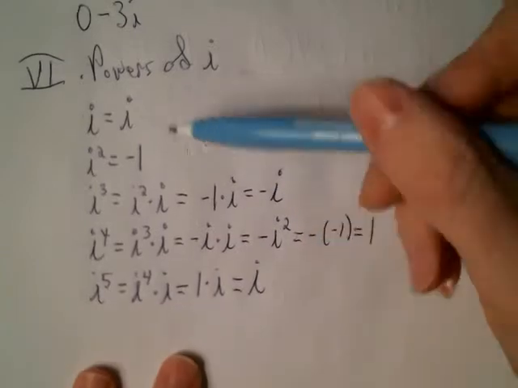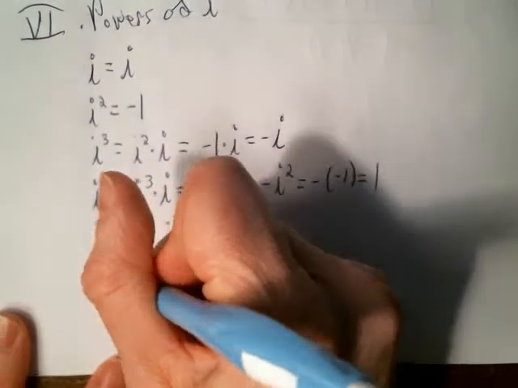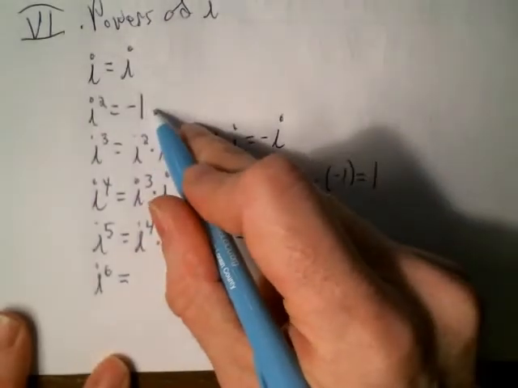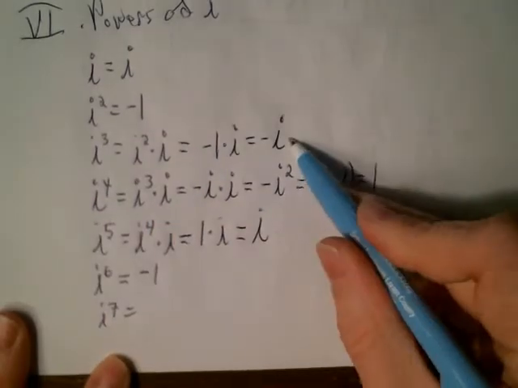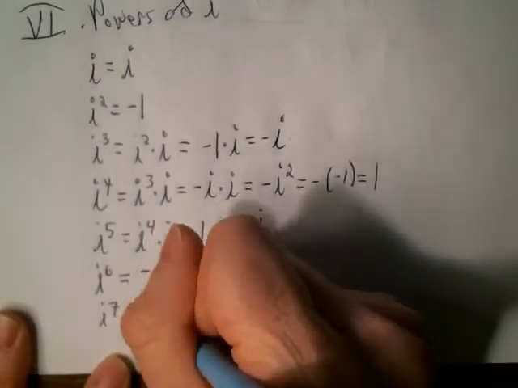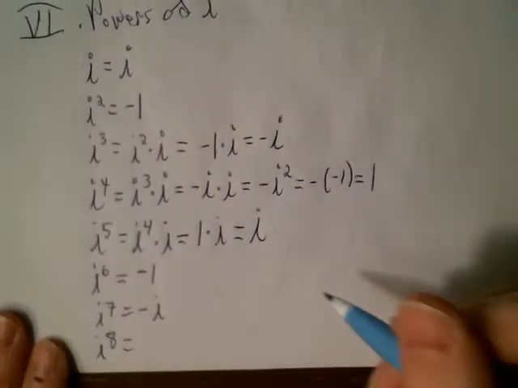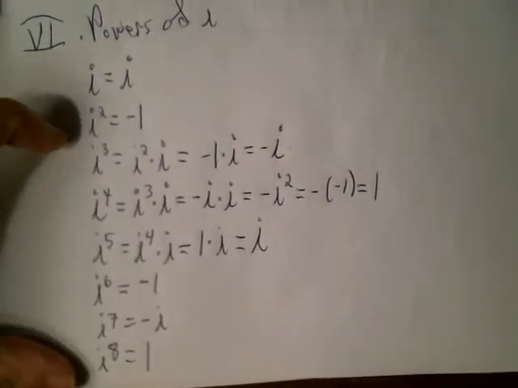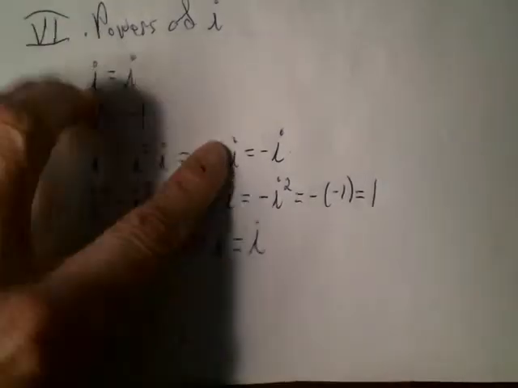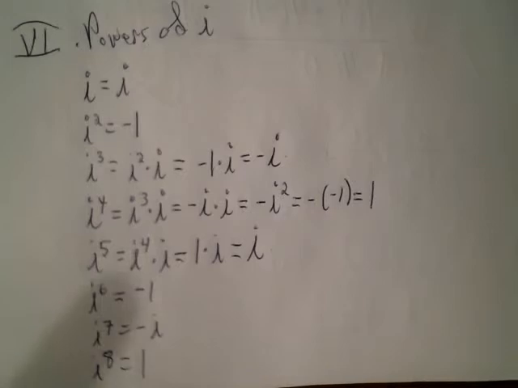And what happens is you kind of have a repeating pattern. Let's not go through all the details, but i to the 6th is just going to be negative 1. And then i to the 7th is just going to be negative i. And then i to the 8th is just going to be 1 again. Okay? So you see there's kind of a pattern that happens when you do this. It's kind of neat. So i, -1, negative i, 1. i, -1, negative i, 1. So i to the 9th is going to be i.